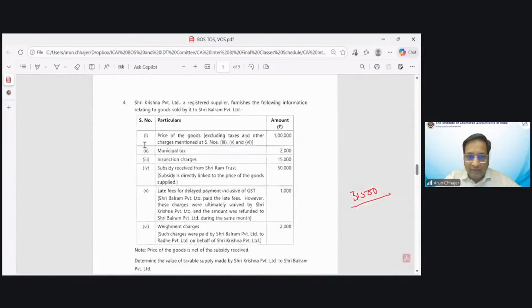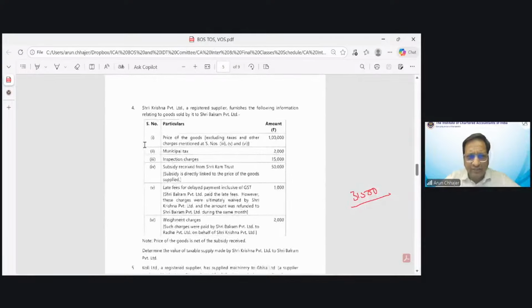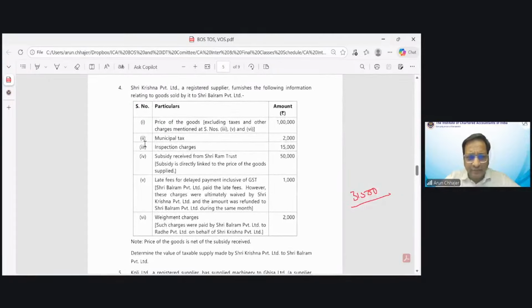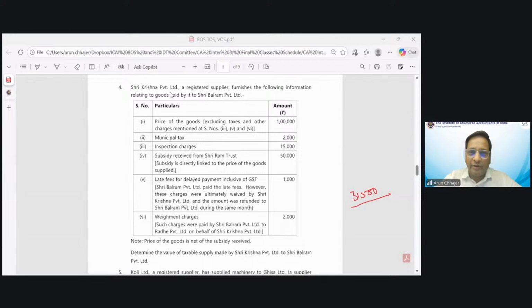Let me make it smaller so that everything is visible on one screen. Is it visible? Is the screen not too small? It is better if everything is visible together so that we are able to understand. Now, Sri Krishna Private Limited, a registered supplier, furnished the following information. Price of the goods excluding taxes and other charges mentioned: 1 lakh, municipal tax 2,000, inspection charges 15, subsidy received from the trust 50,000.